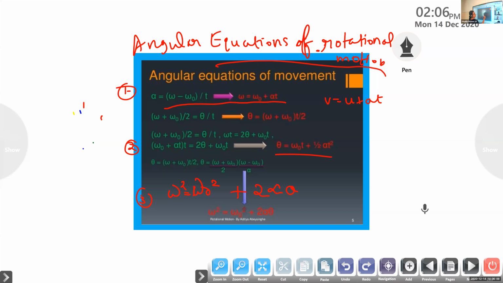The corresponding linear equations are s is equal to ut plus half at square, and you know v squared is equal to u squared plus 2as. This is all about the derivation, no need of studying that. And there are certain things we require that I'll explain to you. Some equations apart from these three, two or three equations we need to know, that I'll tell you after writing these three equations of rotational motion.